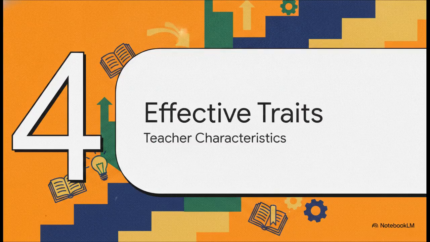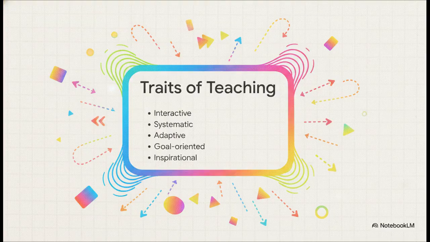Section 4, traits of effective teaching. To make that challenging 3-step climb we just talked about possible, a teacher needs some very specific traits: interactive, systematic, adaptive, goal-oriented, inspirational. Notice how these are active, dynamic terms. Effective teaching stops the classroom from being this passive, stagnant environment. It requires active participation from both sides.